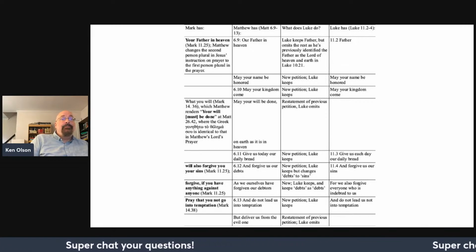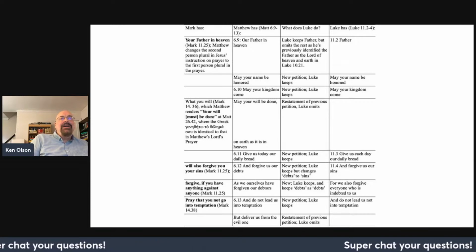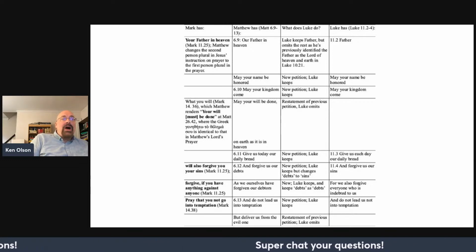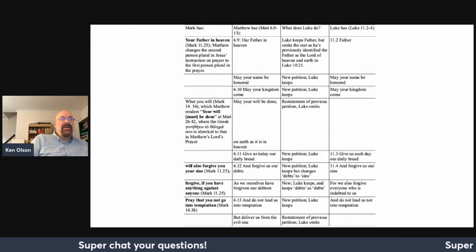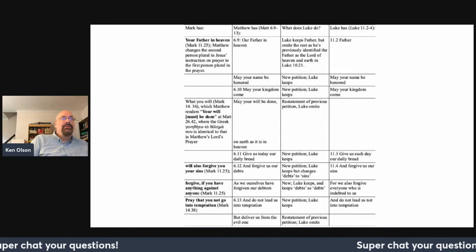So this is my explanation for why the Lucan version is shorter. He's gotten rid of repetitions in Matthew and kept just the new elements of the prayer.